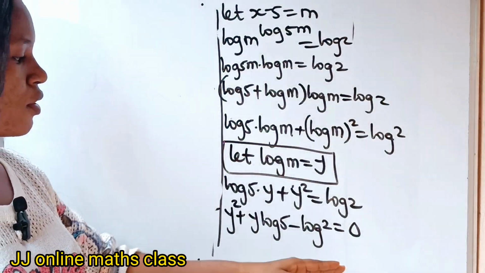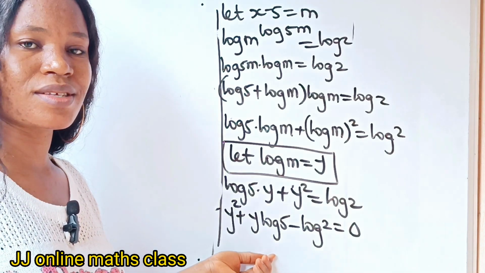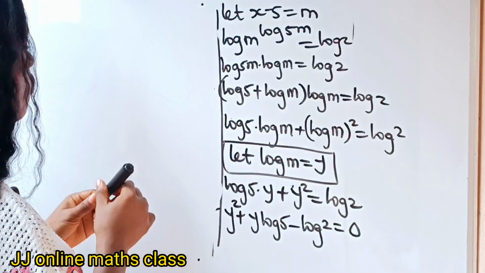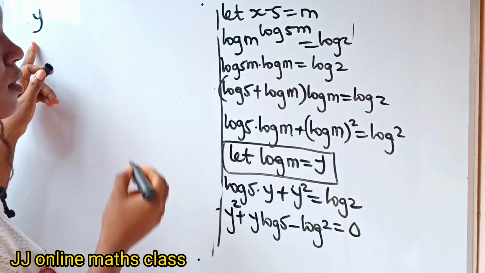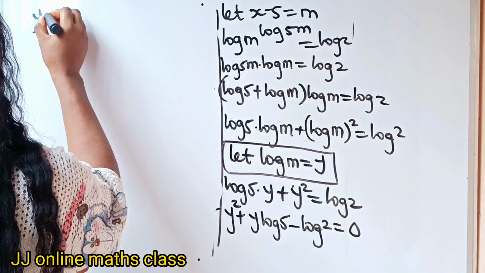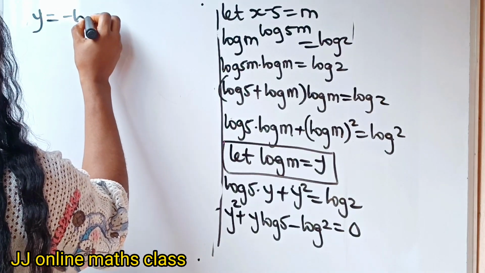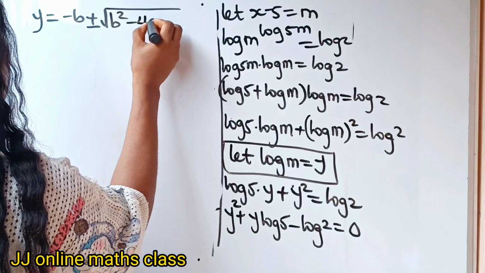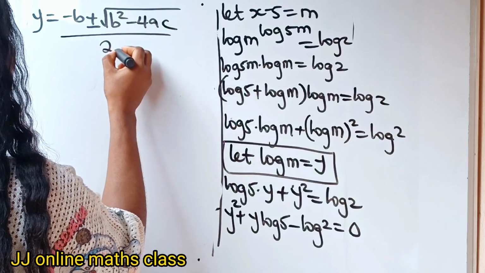All right, now if you notice, the only way we can solve this is if we use the quadratic equation formula. For this formula, the formula says that this y, the variable, can be found as what? Y is equal to minus b plus or minus square root of what? B squared minus 4ac all over 2a.